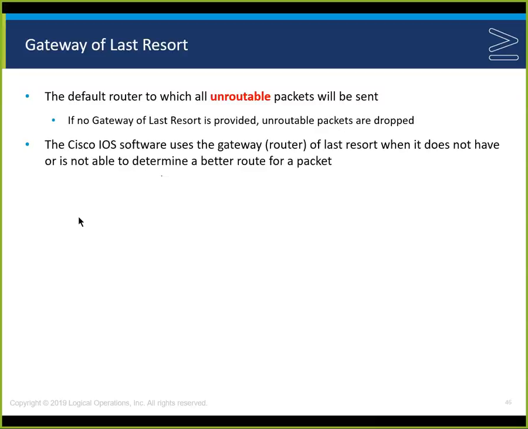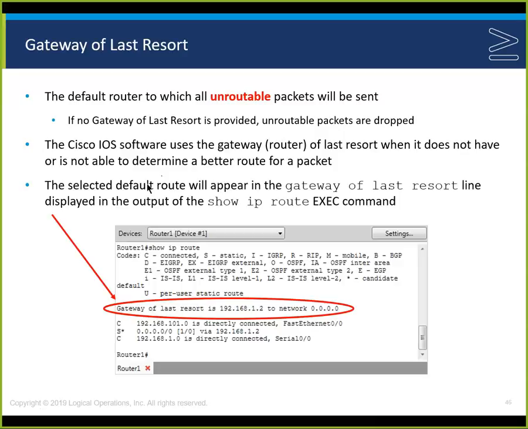It uses the gateway router of last resort when it doesn't have or is not able to determine a better route. So the router can't determine a route for that network. If there is a default gateway or a router of last resort, a default route, it'll send it there and go through the same process again to see if it can find a route for it. And we've looked at gateway of last resort set and gateway of last resort not set.